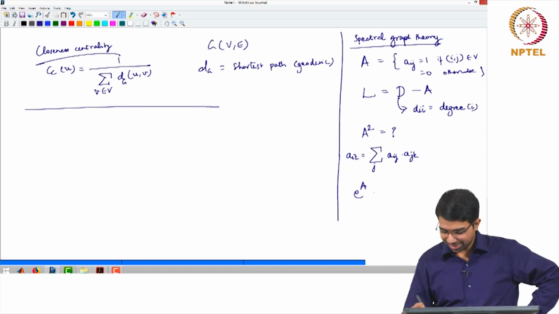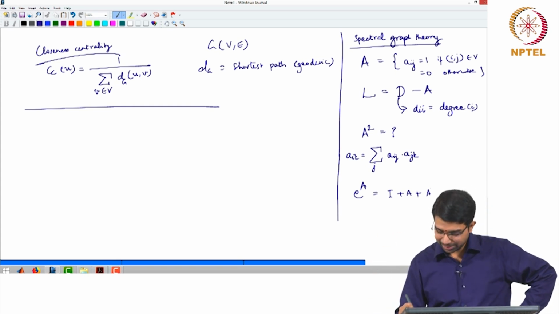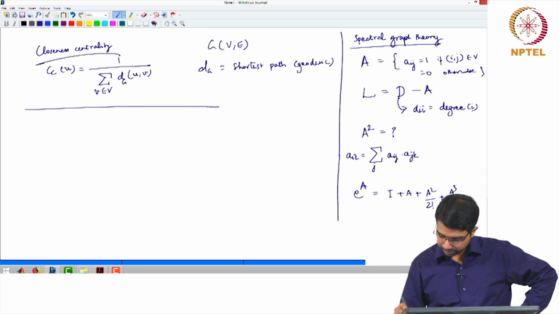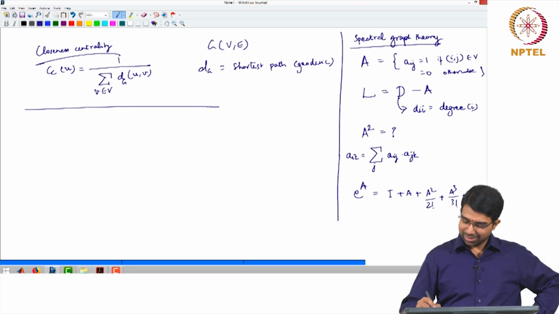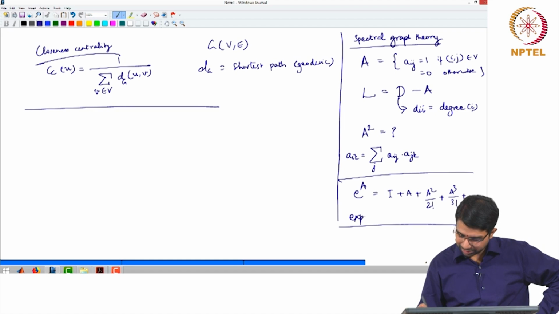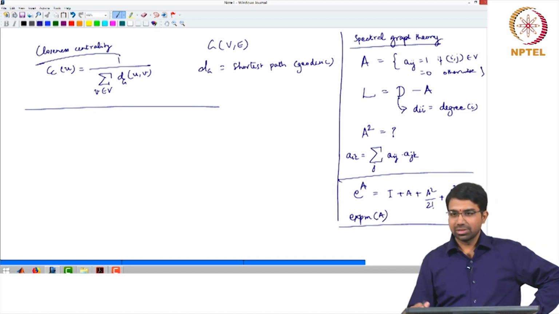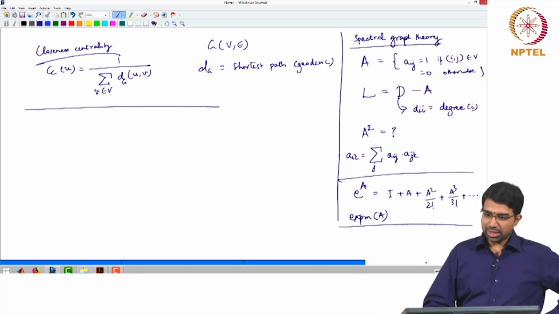What is e to the A? It is basically I plus A plus A squared by factorial 2, and so on. This is e to the A, although this is really not how you would compute any of these things. It is just fun to know about it, and as we will see in the MATLAB session, this is how you get it: expm of A.